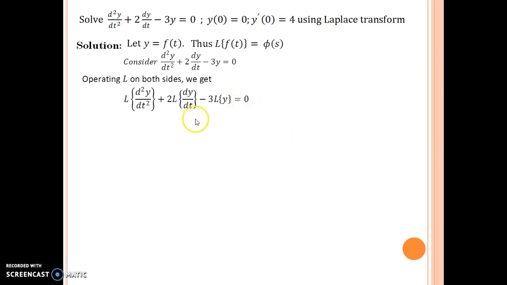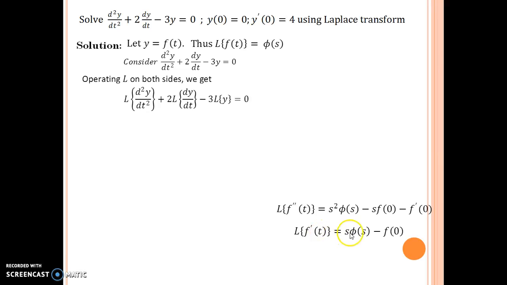Now recall the formulas that I asked you to remember. Laplace of f dash of t is equal to s times phi of s minus f of 0, and Laplace of the double derivative of f of t is s square phi of s minus s times f of 0 minus f dash of 0. When you recall this, you have to remember that dy by dt is nothing but f dash of t, and d square y by dt square is nothing but f double dash of t. That is why we are writing this statement.